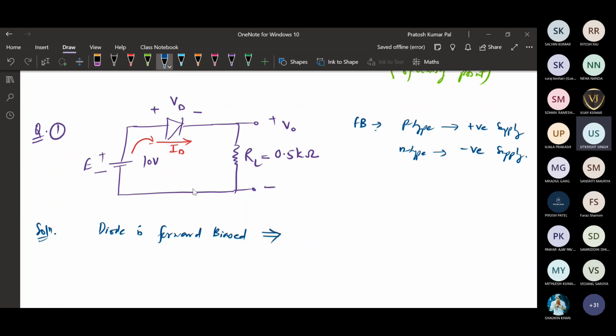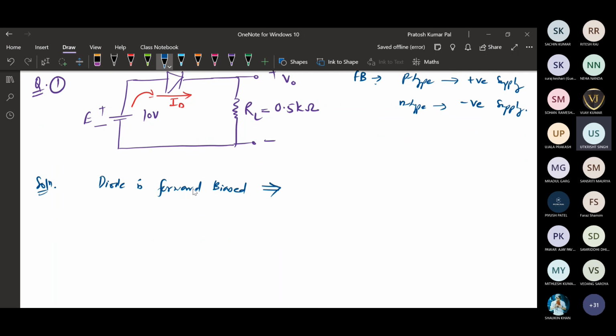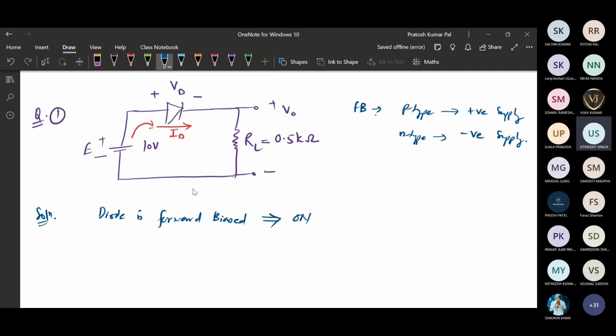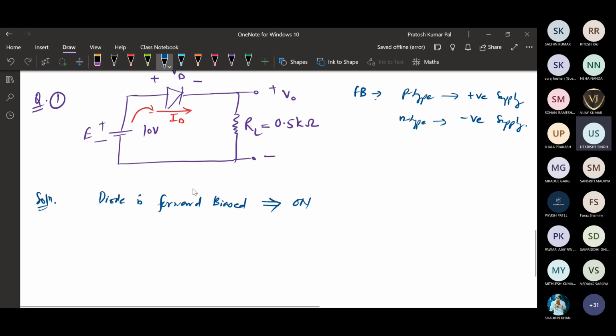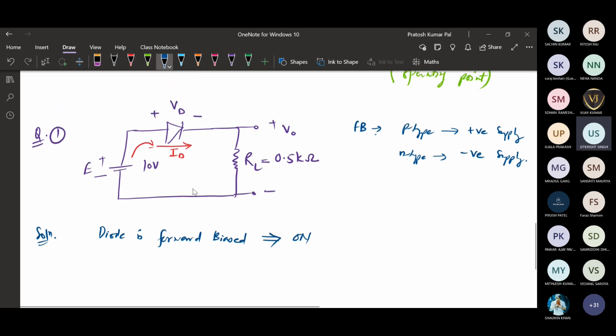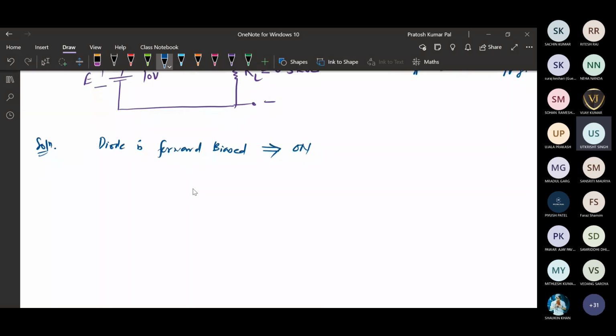That means the diode is in on mode. So the diode is working in on mode. Once the diode is working in on mode, we can replace the diode with its equivalent circuit. The analysis of this circuit can be done by different methods. One of the methods is by using the DC load line.